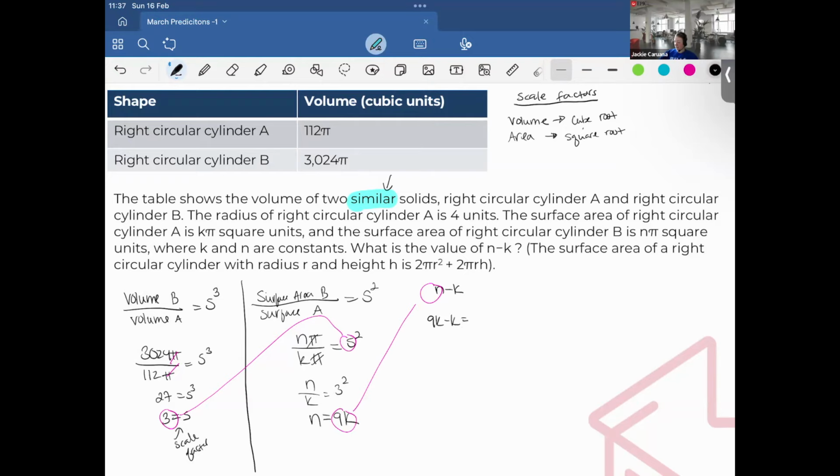nk minus k is equal to 8k. So I need to determine what k is. And I can do that because from the problem, I'm told 2 pi r squared plus 2 pi rh is the surface area. And I know for cylinder A, it is k pi square units.